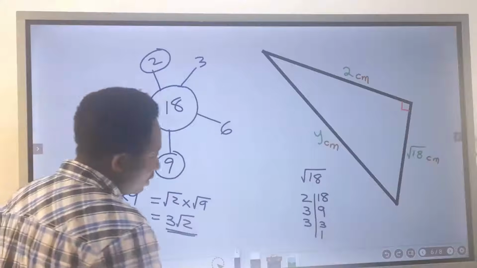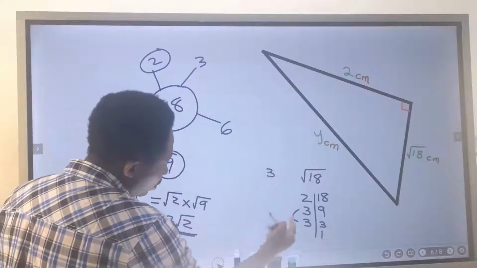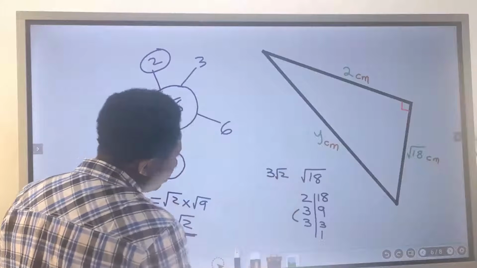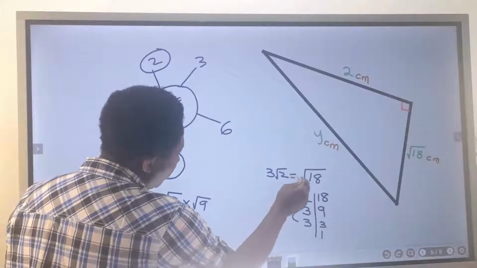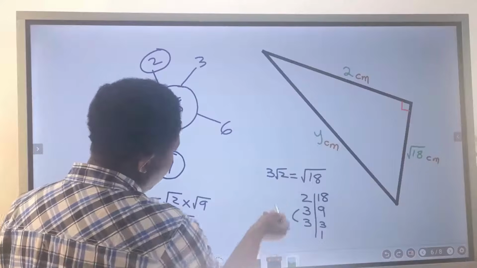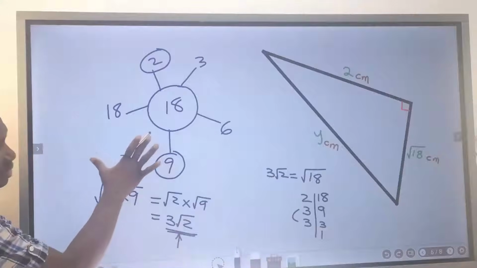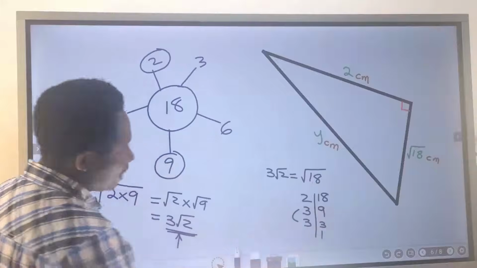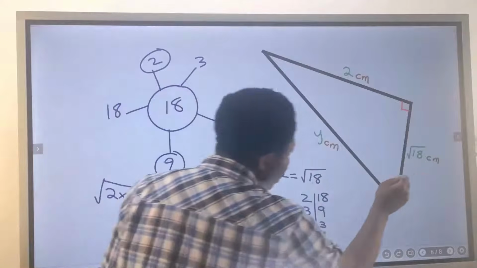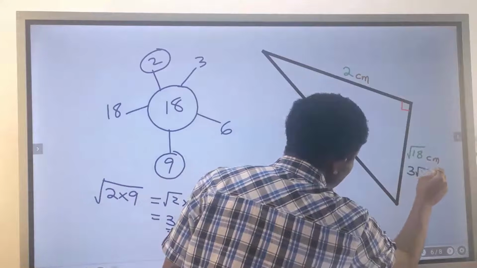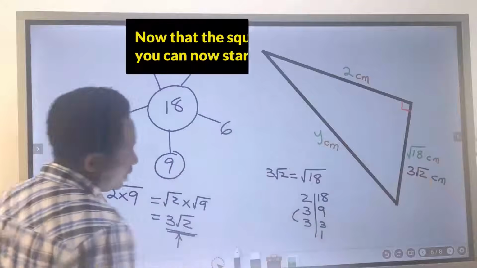Next, I will pair. This 3 got a pair. 3 is free. 2 got no pair. I will put it inside the square root. 3 multiplied by the square root of 2 will give you the square root of 18. This is in surd form, which we obtained here. You can use this method, or you can use this method to find the square root of 18. Next, here I will write 3 root 2 centimeters instead of the square root of 18.